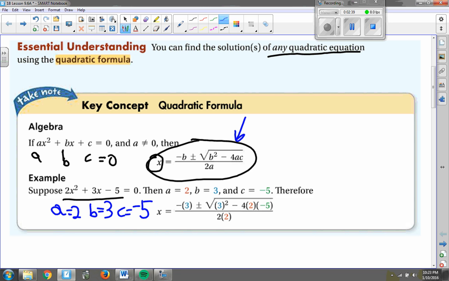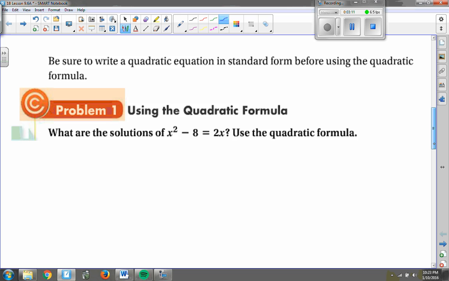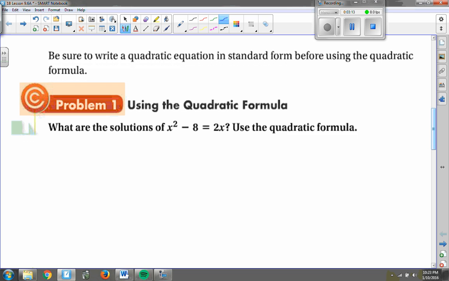So it would become negative 3 plus or minus the square root of all this stuff under the square root: 3 squared minus 4 times 2 times negative 5. Once we do the plussing and minusing on the top, we divide everything by 2 times 2, which in this case would be 4. Now, oftentimes, these answers will not come out to be perfectly whole numbers. Sometimes they will. I believe in this case they will, but let's check it out and see.